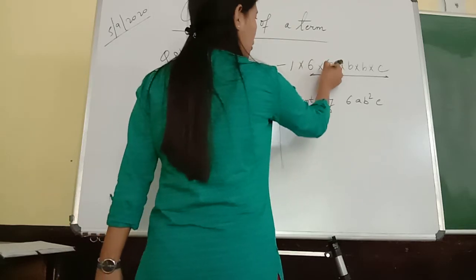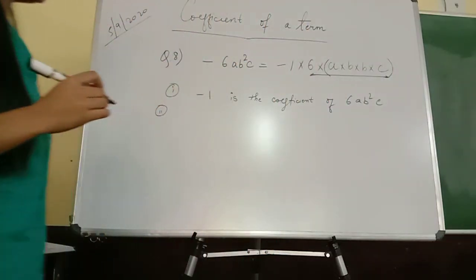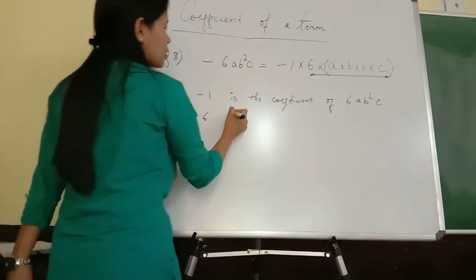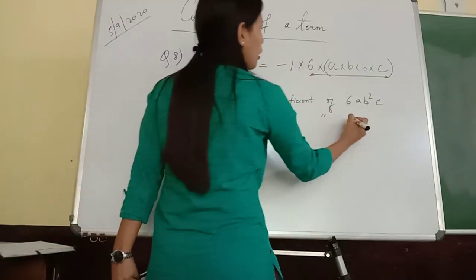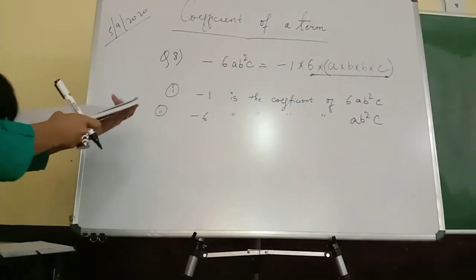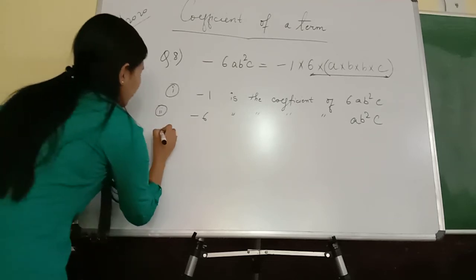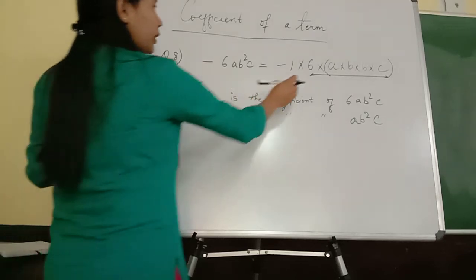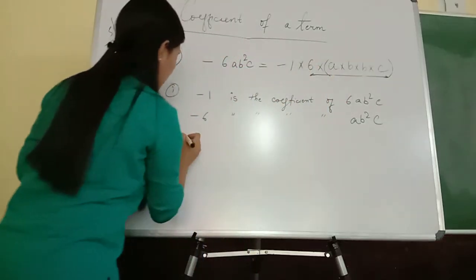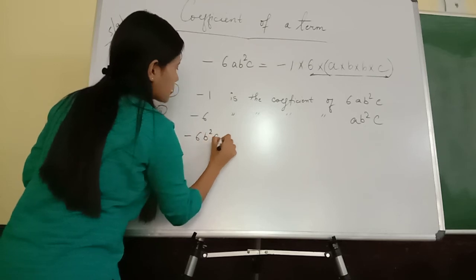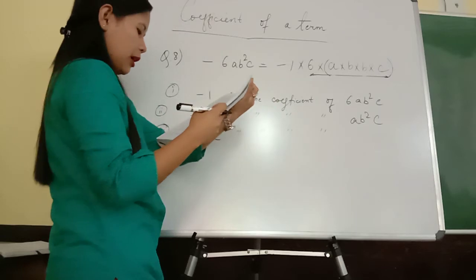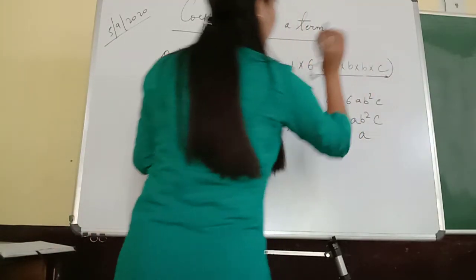So they are talking about these factors. What is left is minus 1 into 6, which is minus 6. So minus 6 is the coefficient of ab square c. Same way, they are asking the coefficient of a. So they are talking just about a. What is left is minus 6b square c. So minus 6b square c is the coefficient of just a.